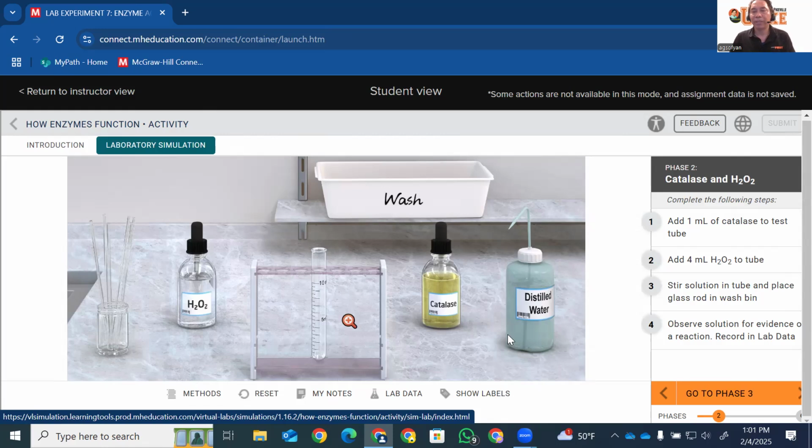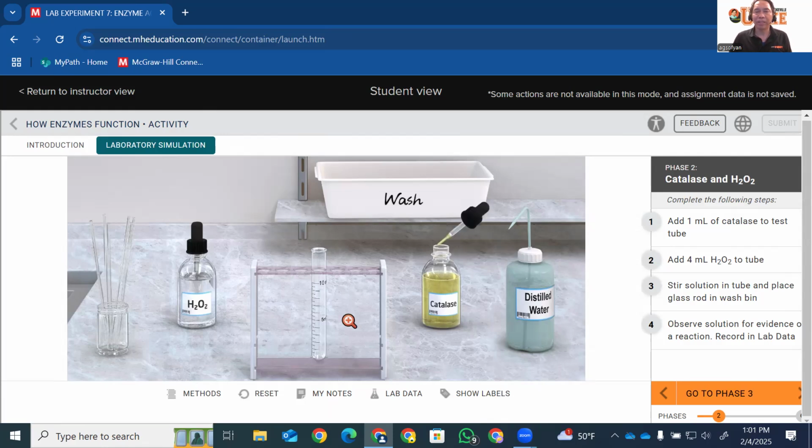It says add 1 milliliter of catalyst to the test tube. So we click this enzyme catalyst, bring it to the test tube, and click. It will give you 1 milliliter, and then put it back. What does it say? Add 4 ml of peroxide to the tube. So we click this and put it here. It's about 4 ml, so 1 plus 4 is 5 ml over here. Put it back.